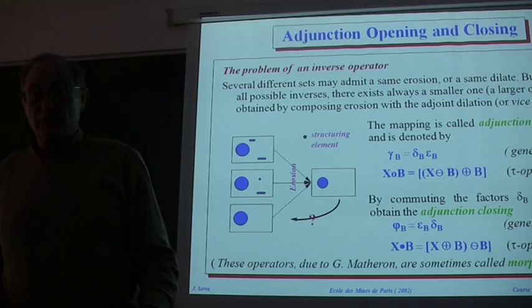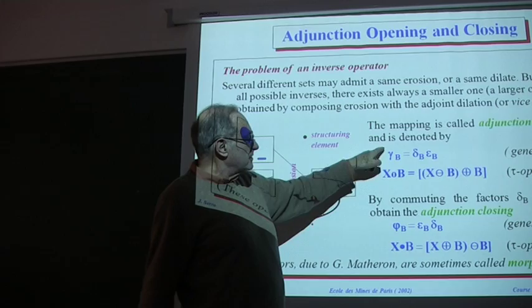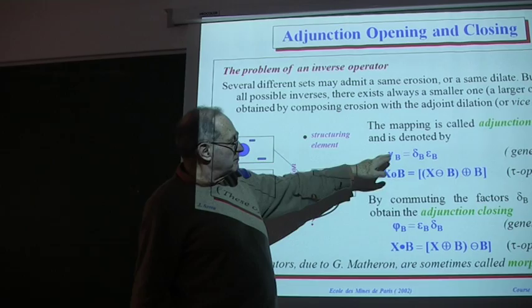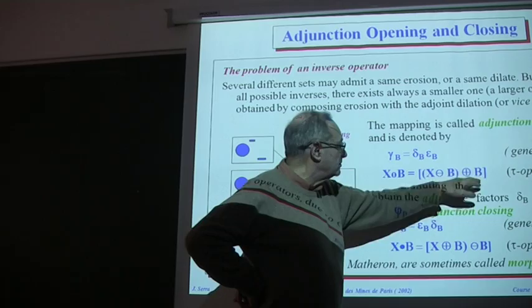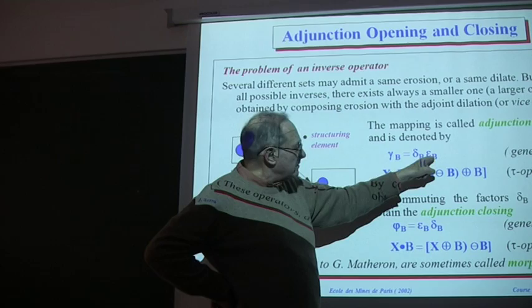So we will introduce this operation gamma, opening by the structuring element B, as the product of the erosion followed by the dilation. There are two notations. Sometimes they say X minus B and then plus B, so they read in this sense, but very often in math they do the contrary. That is the first operation, that is the second operation.